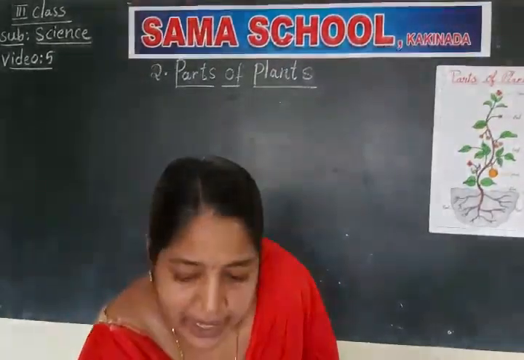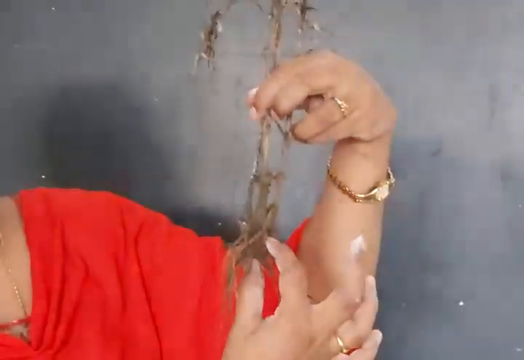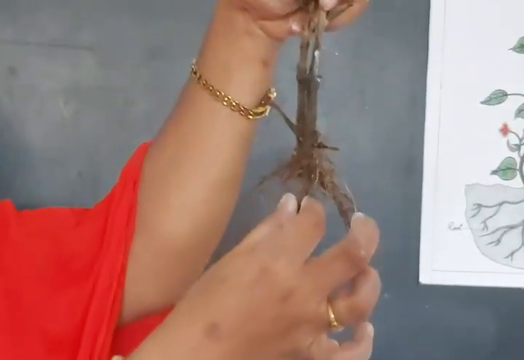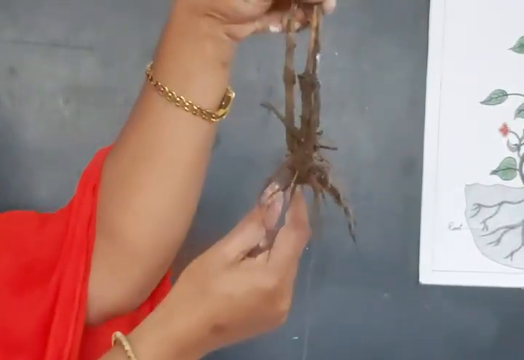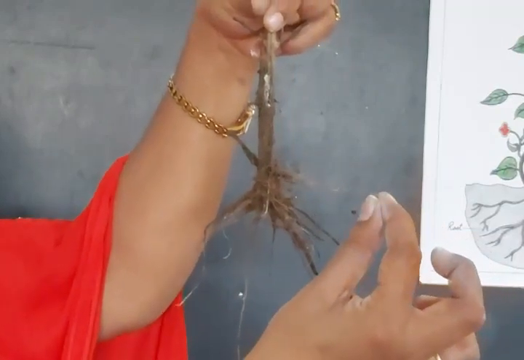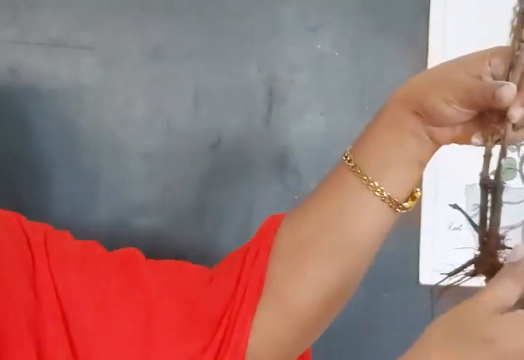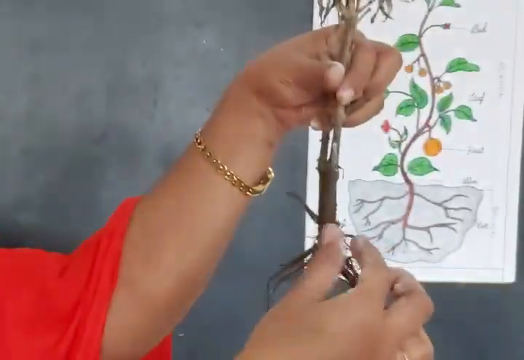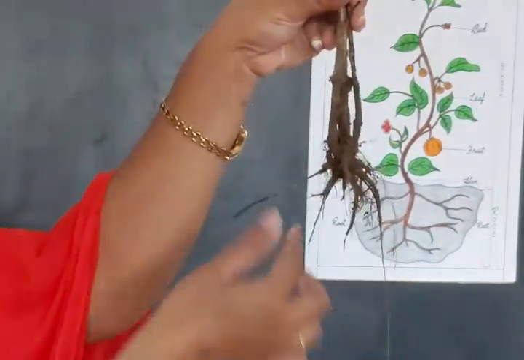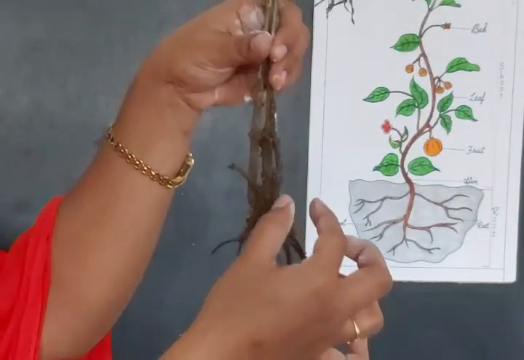I will show you what is taproot. See children, as you have already learned, in the taproot one big root, one main root is there. This is the main root of the plant. And from the main root, these are called branching roots. On the branching roots, we observe very thin, small thread-like structures. These are called thinner roots or root hairs. So this is the main root, and from the main root, these are the branching roots. On the branching roots, you observe thinner roots or root hairs.